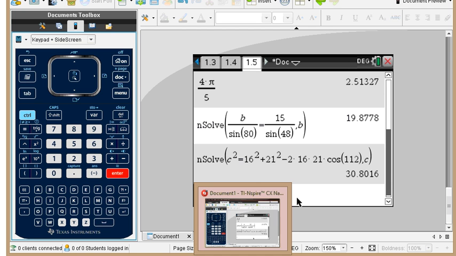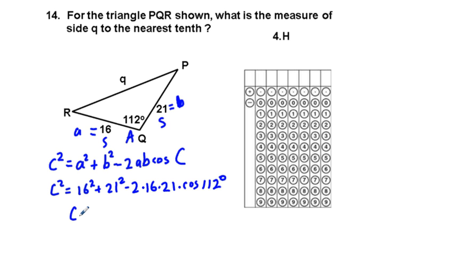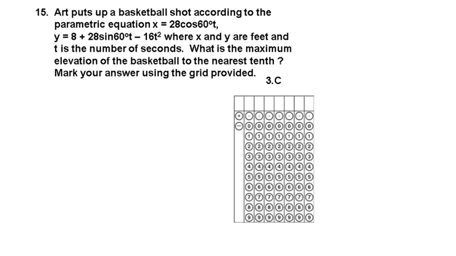So we say c is 30.8 rounded to the nearest tenth. So we put in 3, 0.8. Okay, that's good. Next, problem 15.